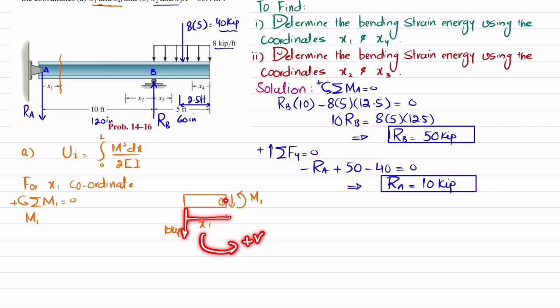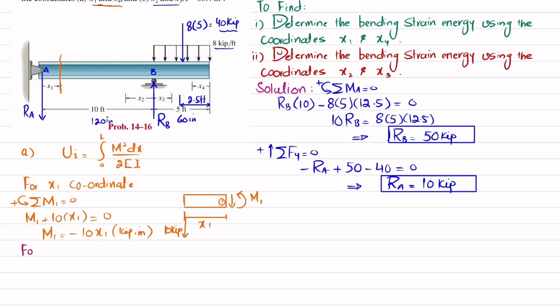So it will be also positive. So I will write plus 10 times x1 is equal to 0. So it means that M1 is equal to minus 10 x1, and the unit will be kips-inch. So this is the moment for coordinate x1.